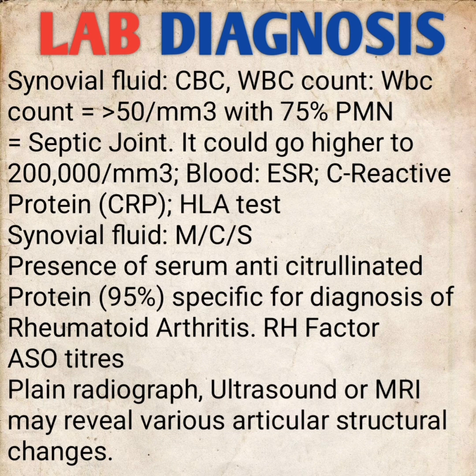Presence of serum anti-citrullinated protein is 95% specific, especially when you want to compare it with the ESR, the CRP, and other things you may want to do. The RH factor is also very important. The ASO anti-streptolysin titer. You could also use the X-ray to know the extent of the structural changes and whether the treatment is even giving better results, the ultrasound or MRI.